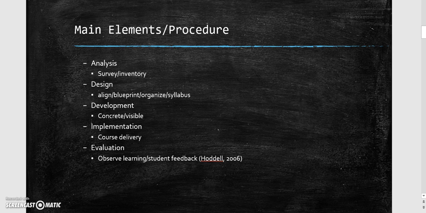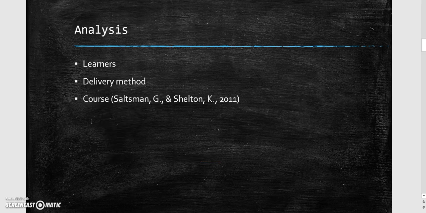Phase 3 is development. This is where the design phase becomes concrete and visible, usually where the designer creates in a learning management system. Phase 4 is implementation. This is the act of course delivery when it goes live and students are able to interact. And finally, phase 5 is evaluation. This is where the instructional designer can observe the learning that the students have accomplished, whether it's a unit or the cumulative class, and it's where they get the student feedback from the course.